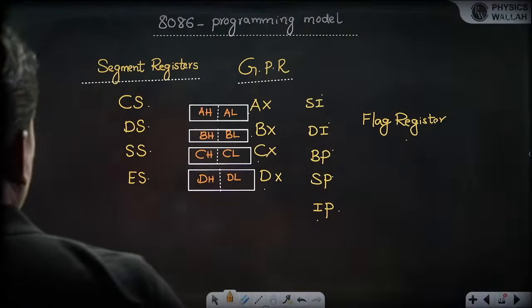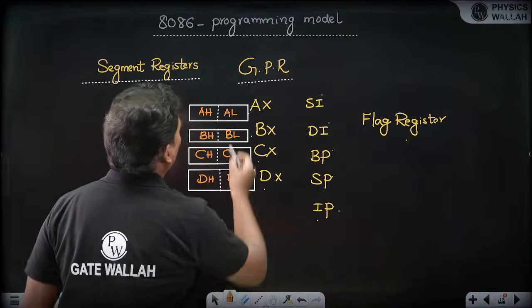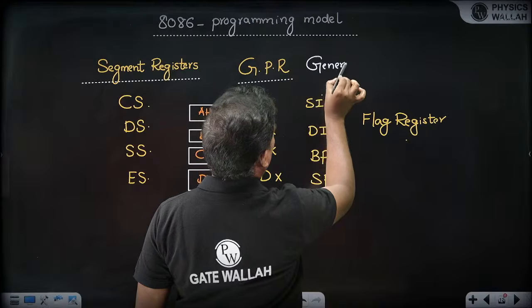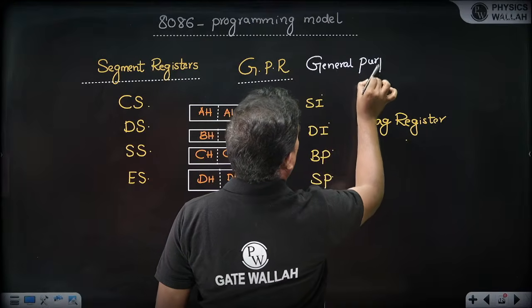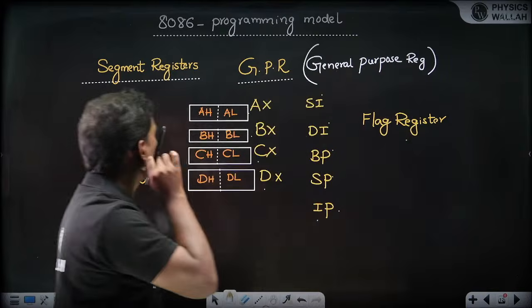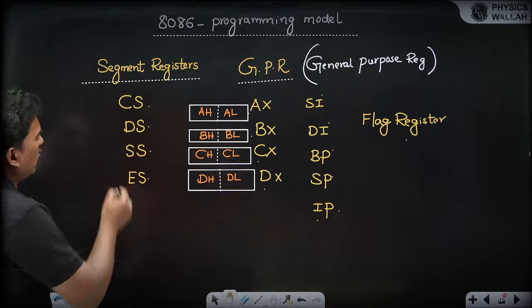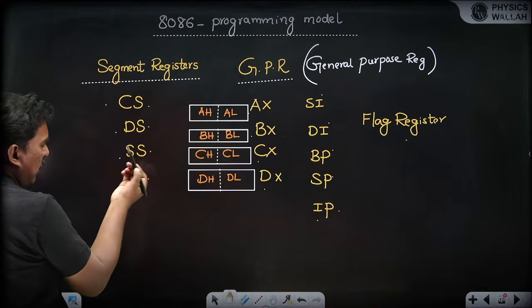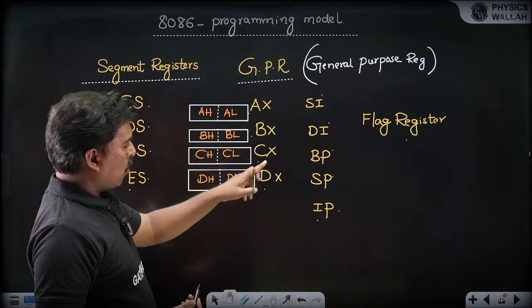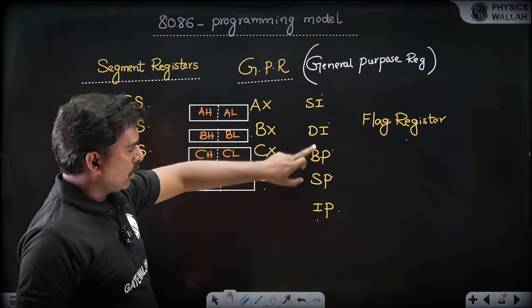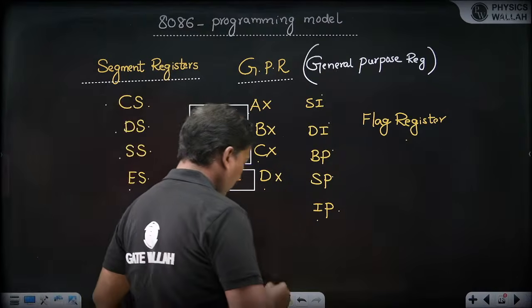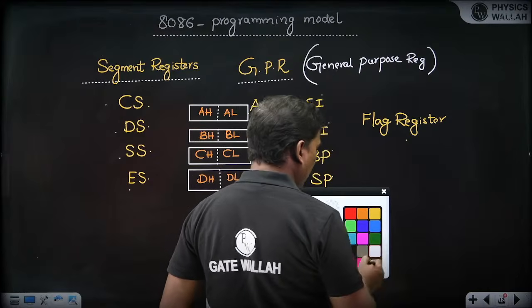See, this is the general purpose register. This is the code segment, what we call as code segment register, data segment register, stack segment register, extra segment registers. Accumulator, base, count, data. Source index, destination index, base pointer, stack pointer, instruction pointer. And the flag register is having 16 flags, total 16-bit register.